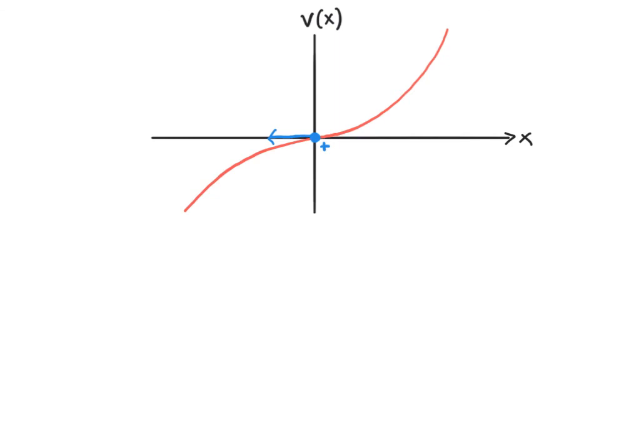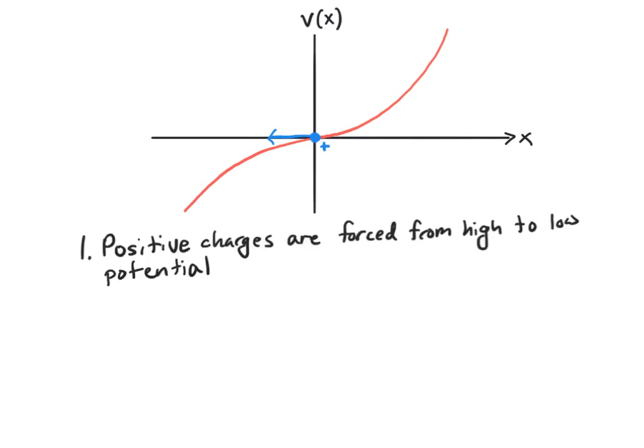This gives us a really useful rule, and that is that positive charges will experience a force in the direction towards lower potential. And since negative potential is created by negative charges, and positive potential is created by positive charges, this is essentially an alternate way of saying that positive charges are repelled by other positive charges and attracted by negative charges.